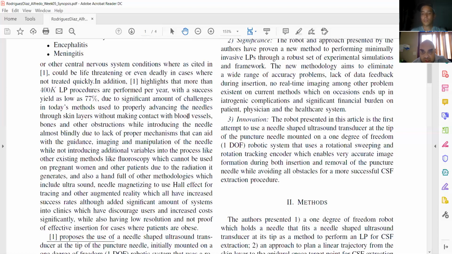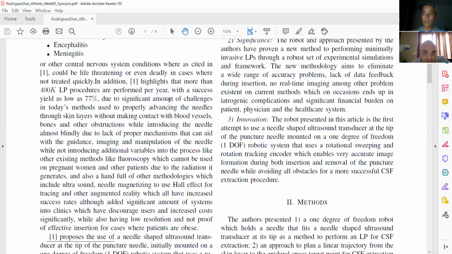I just wanted to make sure we are referring back to evaluating the paper based on significance and innovation, and that's why I tried to break it down like this and analyze each one in terms of the paper. Yeah, so I would say that it highlights that more than 400,000 LP procedures, or lumbar puncture procedures, are performed per year, and 77% is the success rate, which means that there's a lot of complications.